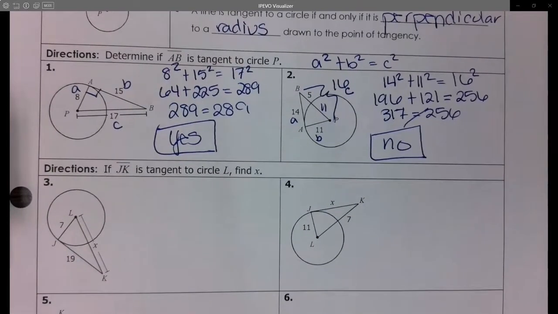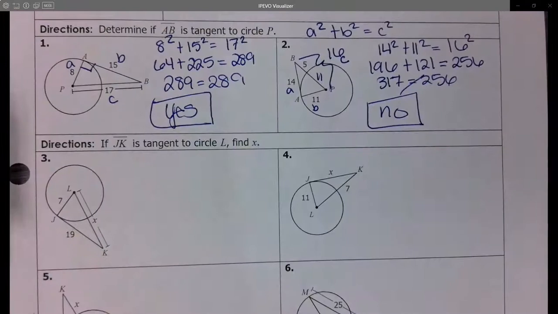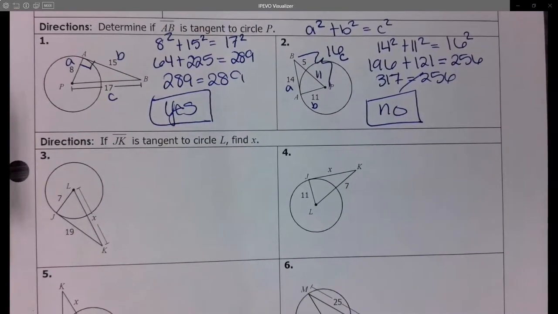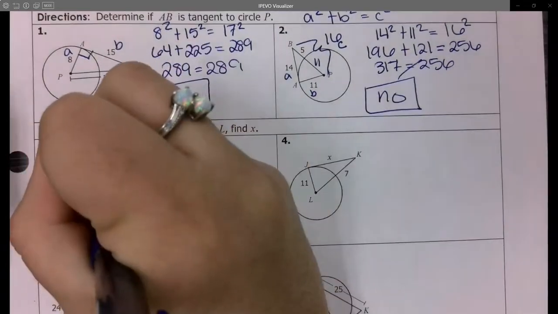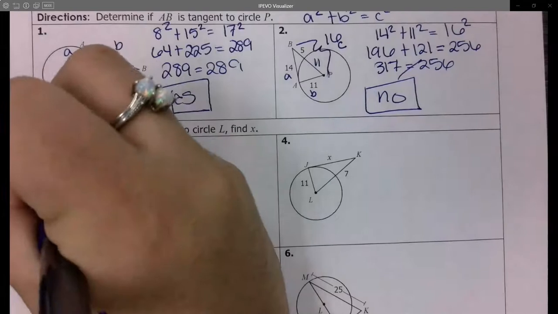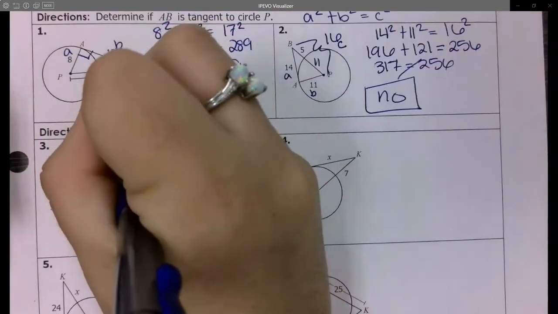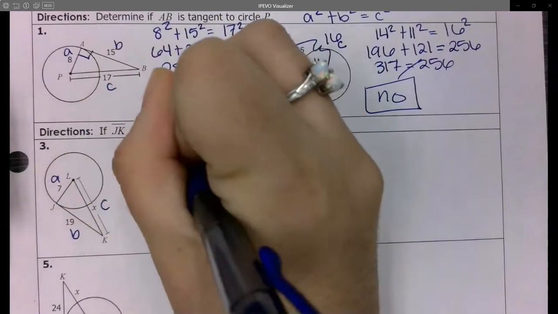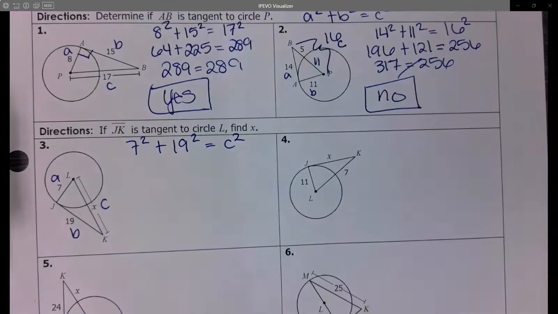Okay, so on numbers 3 through 9, it tells me that it's tangent to the circle. It wants me to find the measure of x. So, on number 3, x is my hypotenuse, so this is going to be my c. And then my sides don't matter for a and b. So I'm going to plug into the Pythagorean theorem. I'm going to have 7 squared plus 19 squared equals c squared.